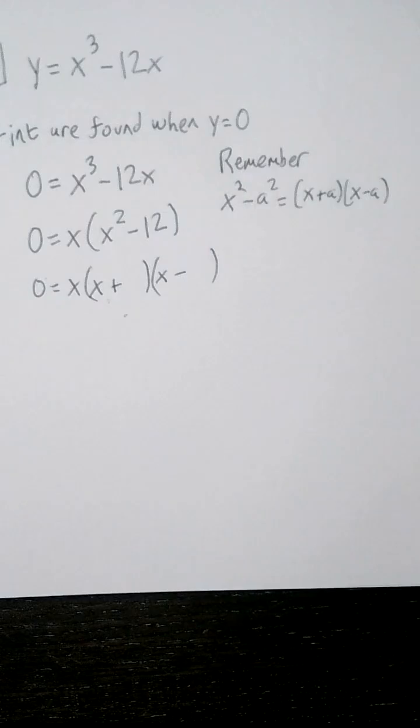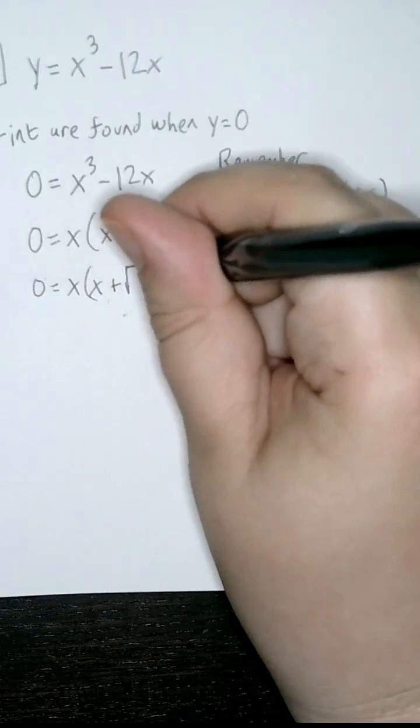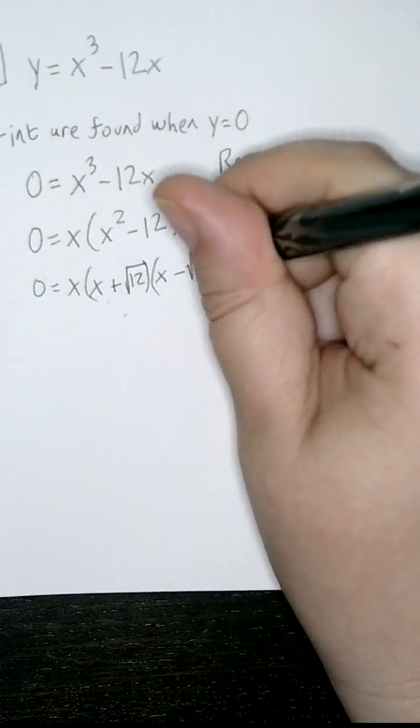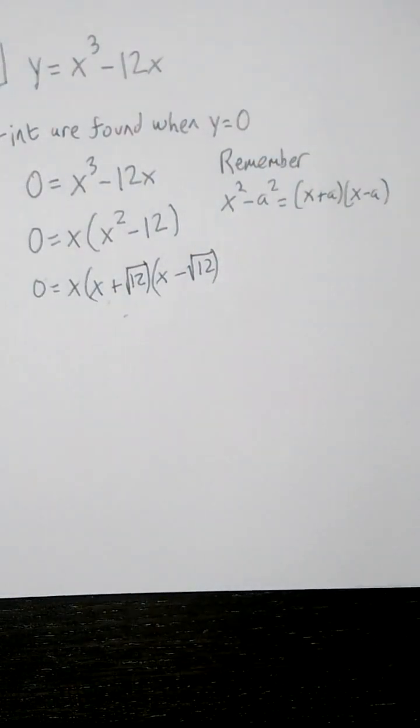So here, what's the square root of 12? Yeah, so I could write it as 2 root 3, but for now, let's just write it as root 12. But you're absolutely right, I could simplify that to 2 root 3.